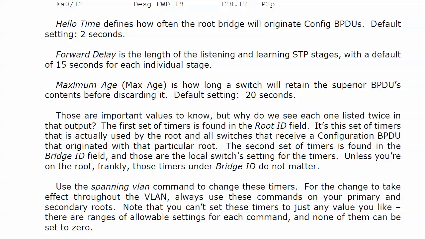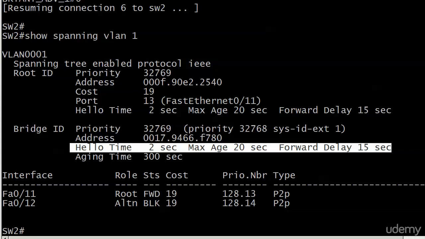Now, you use the spanning-tree VLAN command to change these timers. And for the change to take effect throughout the VLAN, you always want to use these commands on your primary and secondary root bridges. And note that you can't set these timers to just any value you like. Cisco's not going to let you do that. You can't disable any of these. So let's just see what each one of those ranges are.